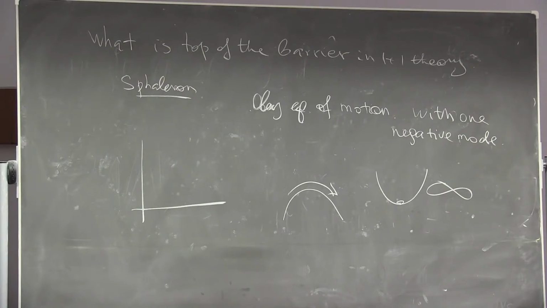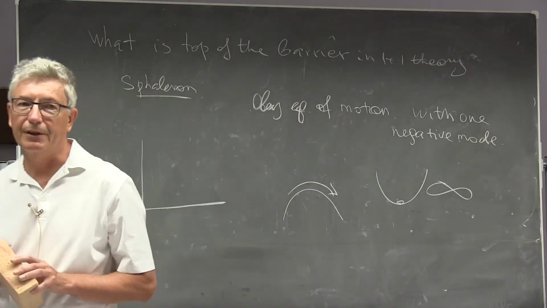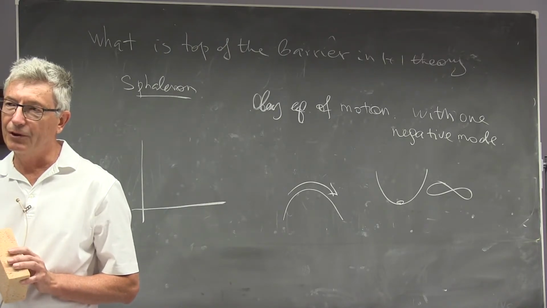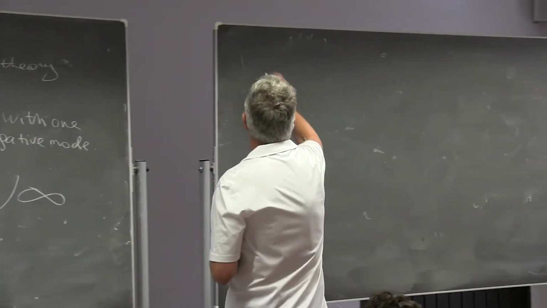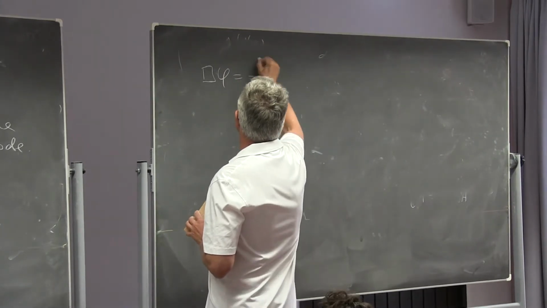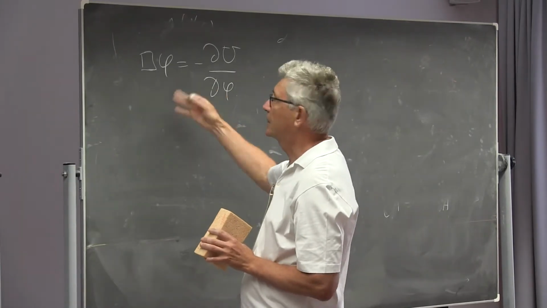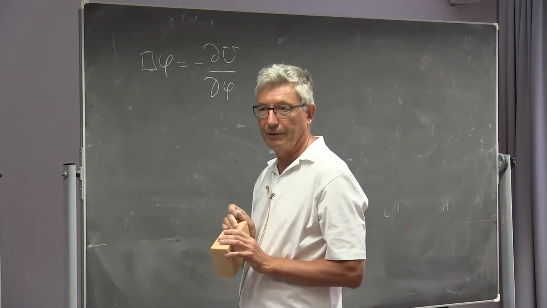What is our theory? Our theory is a scalar field plus the gauge field. The gauge field in 1+1 dimensions is basically non-dynamical. And so the equation which we have to solve is just a scalar field equation. Box phi is equal to minus dU over d phi. And this is an equation for the scalar field.